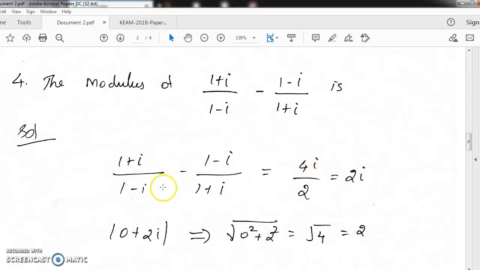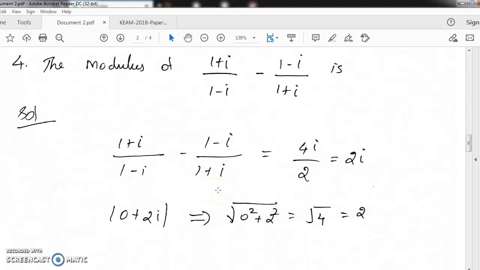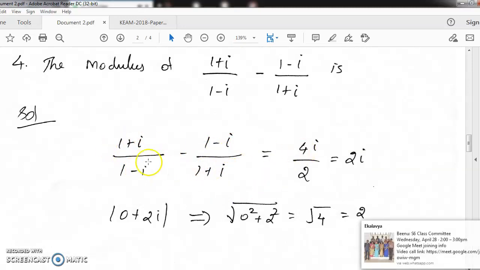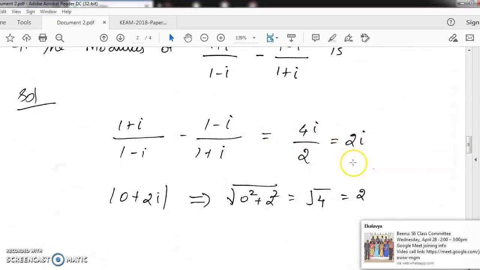So therefore (1 plus i divided by 1 minus i) minus (1 minus i divided by 1 plus i) can be written as: simplify this first of all, then you take the root of a square plus b square. So simplification here is happening. I am just subtracting these two terms by taking LCM. So the answer will be 4i divided by 2, which is equal to 2i.